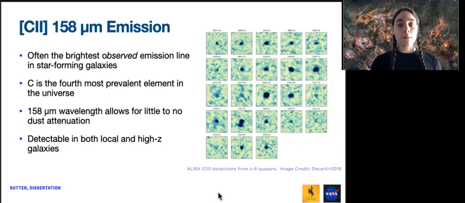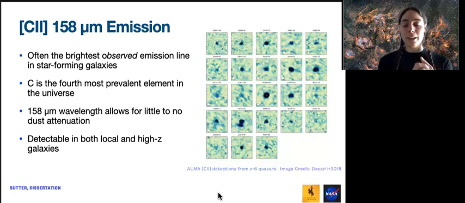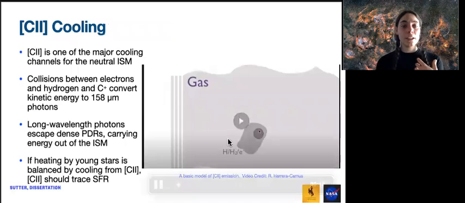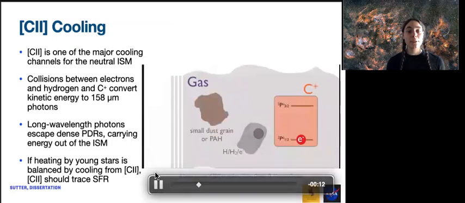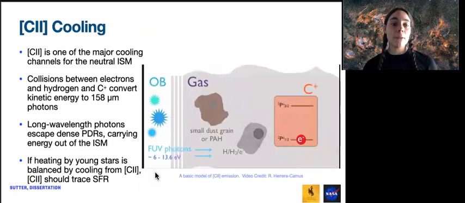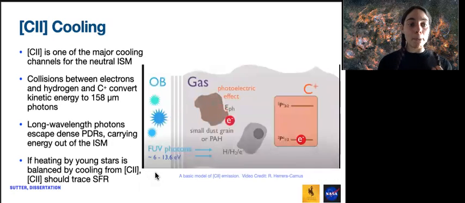So if we could use carbon-2 to measure star formation rate, we could make that cosmic star formation history using a single tool, this carbon-2 emission line that's detectable both in the local and high redshift universe and doesn't need to be corrected for dust attenuation. So this would be a really great way to measure that star formation history if we can relate carbon-2 emission to star formation rates. Now, there is some reason to believe that we can, and that's predominantly because carbon-2 is one of the major cooling lines of the ISM.